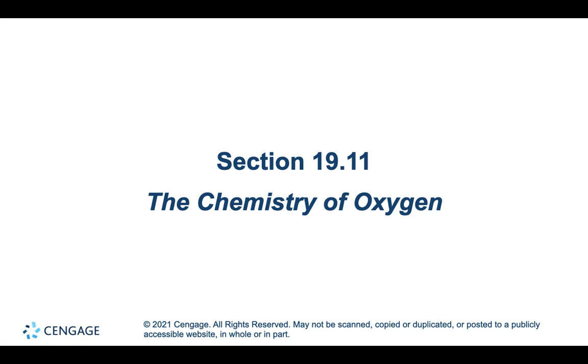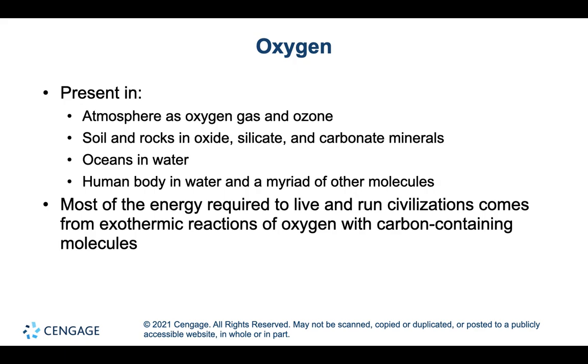Oxygen, very important element in group 6. It's in the atmosphere as both O2 and O3, oxygen gas and ozone. It's in the soil in the form of oxides, silicates, and carbonates. It's in the water in the ocean. It's in the human body, in the water and a lot of other molecules. So most of our energy is the combination of various fuels, wood and fossil fuels, oil and gasoline and natural gas, with oxygen. So burning with oxygen. That's typically how most energy is made.